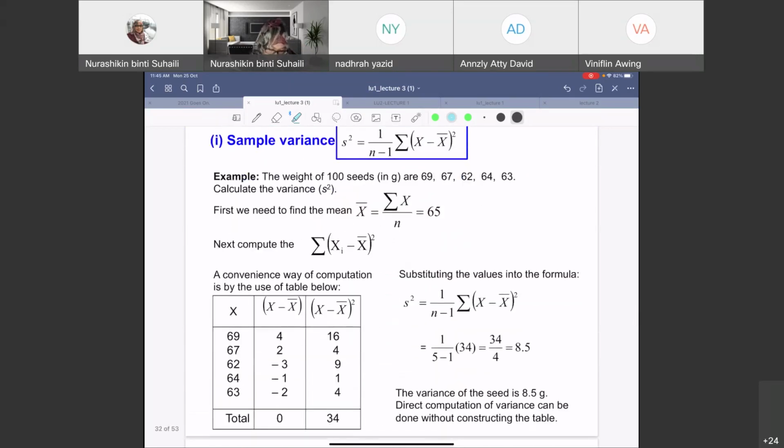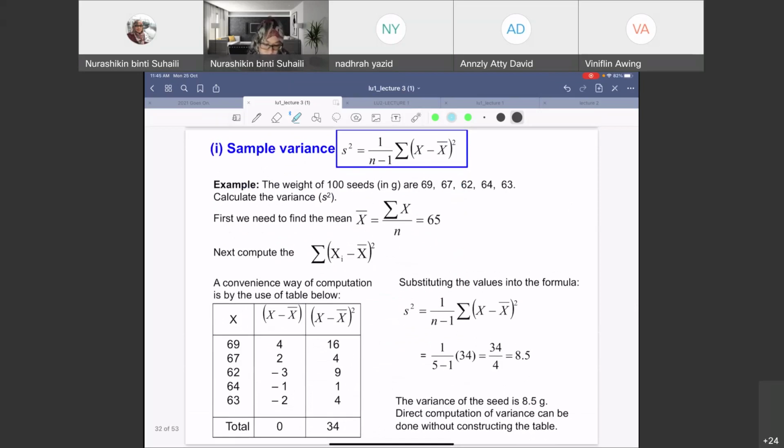Let's have a look at this example. The weight of 100 seeds is this data. Calculate the sample variance. The first thing you have to find is the mean, which is 65. Let me just find it directly from here, and then you use this formula.